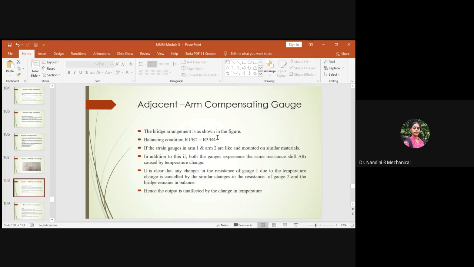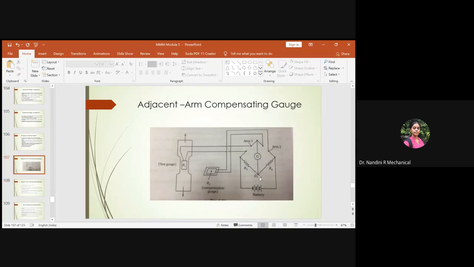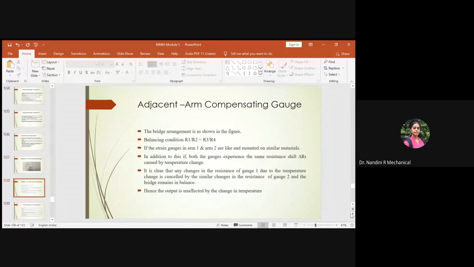The bridge arrangement is as shown in the figure. For the balancing condition we have to check R1 by R2, which is equal to R3 by R4. Why? Because R3 and R4 are resistors, R1 will be our test gauge which has to be measured for the strain value, and R2 will be our compensation gauge. So R1 by R2 should be equal to R3 by R4. This is the balancing condition.